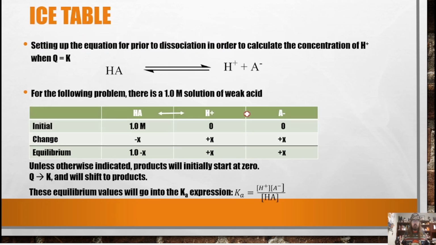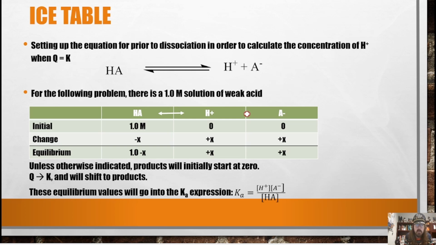So the idea here, remember, is that when we're setting up our equation, at equilibrium, Q equals K. But at the initial starting point, Q is going to be 0. We're going to say we have essentially no A minus and very little H plus. So if we're calculating the pH of a 1 molar weak acid, you can write an initial situation where HA is 1 and the concentration of H plus and A minus is 0.